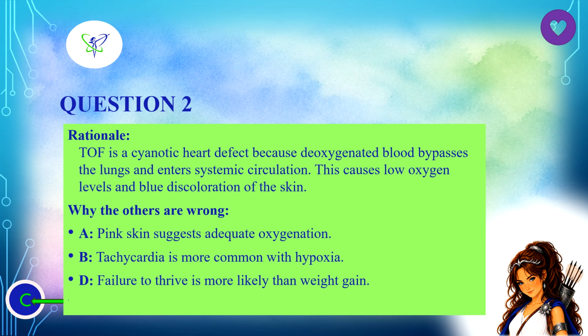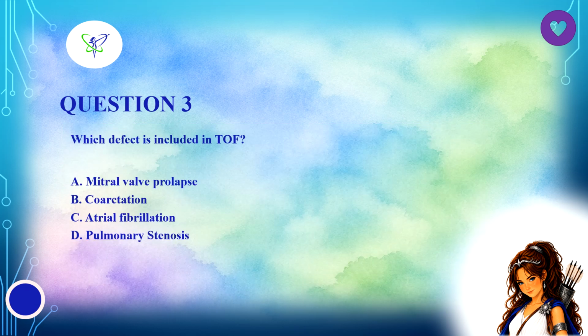Tetralogy of Fallot is a cyanotic heart defect because deoxygenated blood bypasses the lungs and enters the systemic circulation. This causes low oxygen levels and blue discoloration of the skin. The others are wrong because pink skin suggests adequate oxygenation, tachycardia is more common with hypoxia, and failure to thrive is more likely than weight gain.